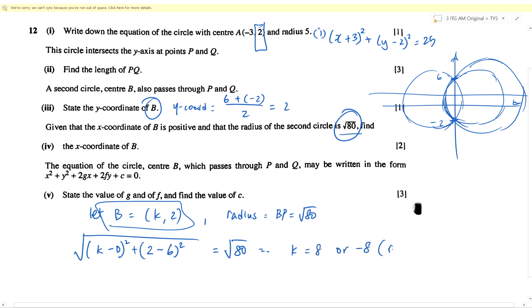Of course, -8 has to be rejected. The question told us that the x coordinate of B is positive. So now we have the center of B. This value is 8. (8, 2). This is now my center of the circle. Now in part 4, we're done with part 3 already. Moving on to part 4.